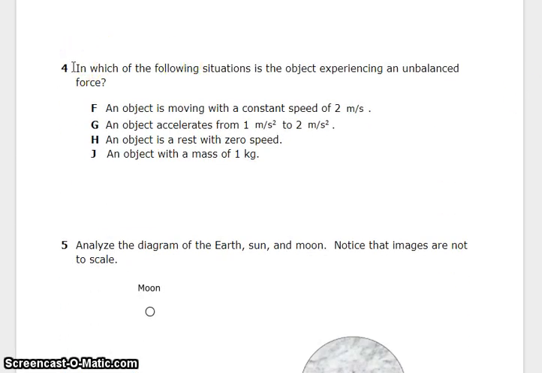Number 4. In which of the following situations is the object experiencing an unbalanced force? F. An object is moving with a constant speed of 2 meters per second. G. An object accelerates from 1 meters per second squared to 2 meters per second squared. H. An object is at rest with 0 speed. Or J. An object with a mass of 1 kilogram.